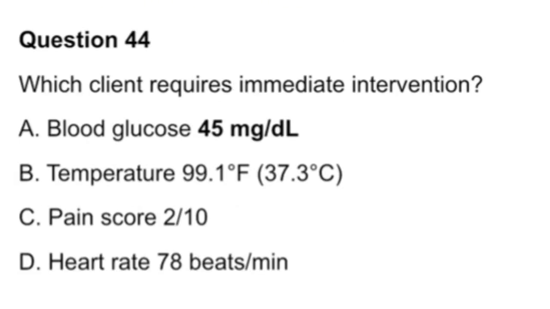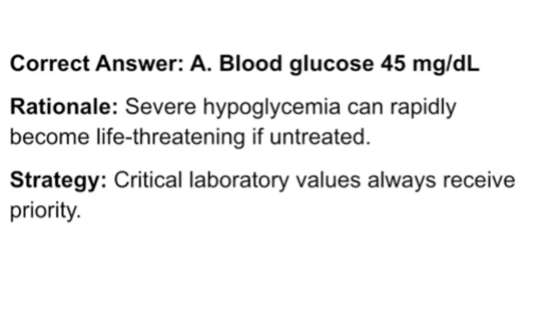Question 44. Which client requires immediate intervention? A. Blood glucose 45 mg per deciliter. B. Temperature 99.1 degrees Fahrenheit, 37.3 degrees Celsius. C. Pain score 2 out of 10. D. Heart rate 78 beats/min. Correct answer, A. Blood glucose 45 mg per deciliter. Rationale. Severe hypoglycemia can rapidly become life-threatening if untreated. Strategy. Critical laboratory values always receive priority.